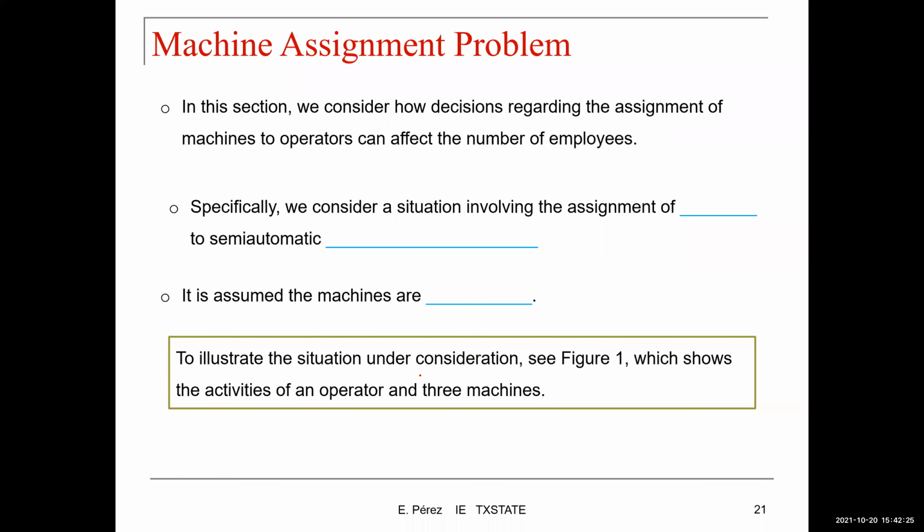So in this section, we consider how decisions regarding the assignment of machines to operators can affect the number of employees. Specifically, we consider a situation involving the assignment of operators to semi-automatic production equipment. It is assumed that the machines are identical. So to illustrate the situation, we have a figure on the next slide, which shows the activities of an operator in 3 machines.